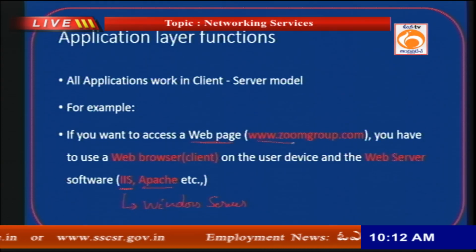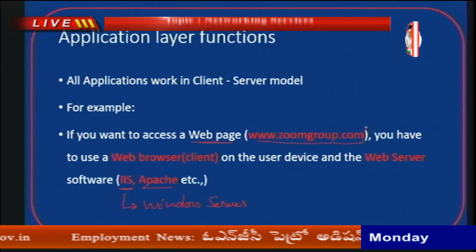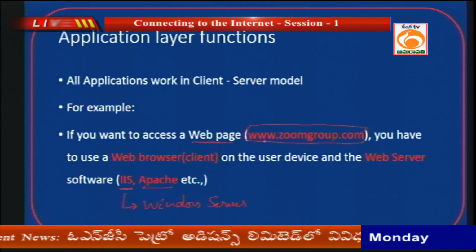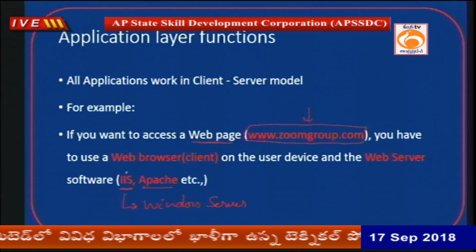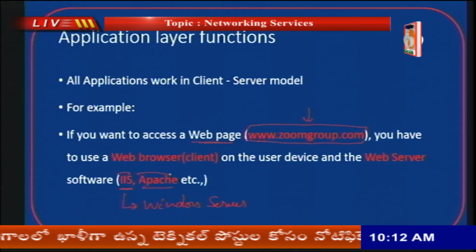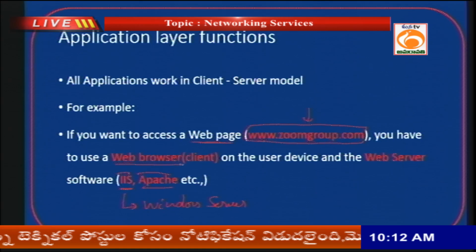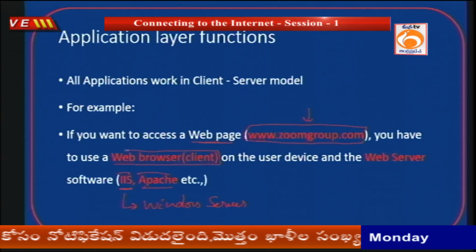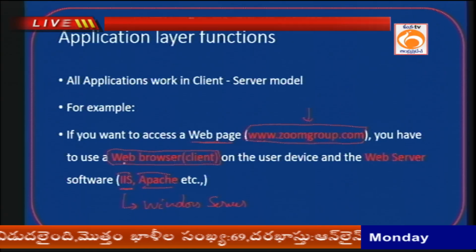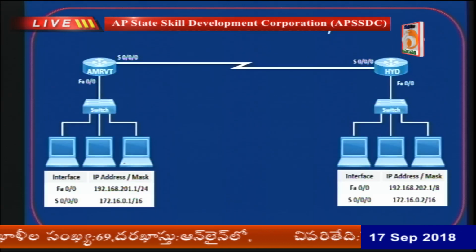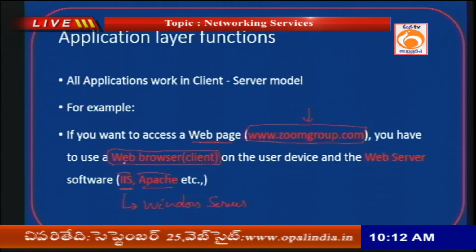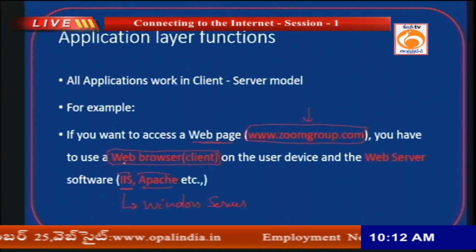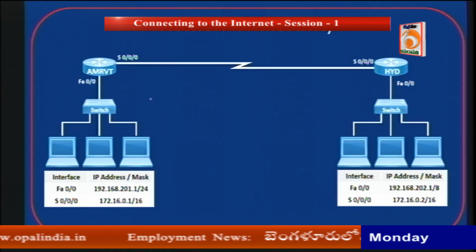Suppose you want to access any web page, let's say zoomgroup.com or google.com. These web pages have to be hosted on these web server applications, and the client would be using a web browser to access these web pages. So these are all the various networking services, and today we're going to look at how to establish data communication between these two networks.